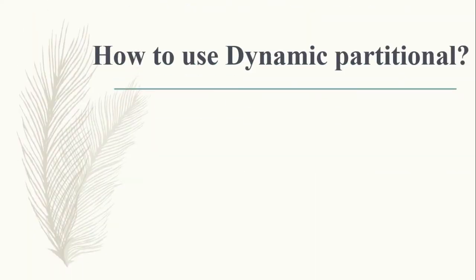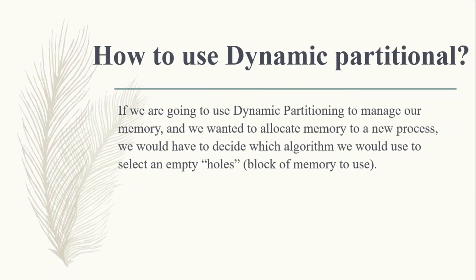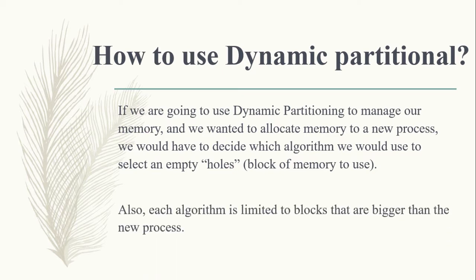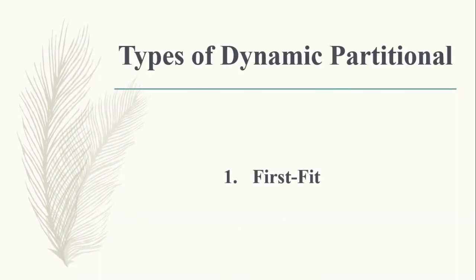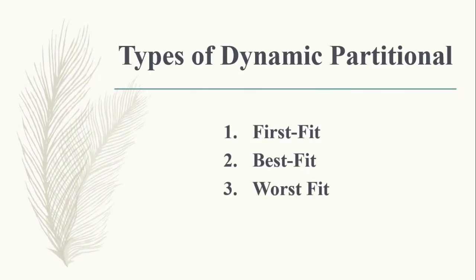How to use dynamic partitioning? If we are going to use dynamic partitioning to manage our memory and we want to allocate memory to a new process, we have to decide which algorithm we would use to select an empty hole, which means a block of memory, to use. Also, each algorithm is limited to blocks that are bigger than the new process. There are three types of dynamic partitioning, which are first fit, best fit, and worst fit.